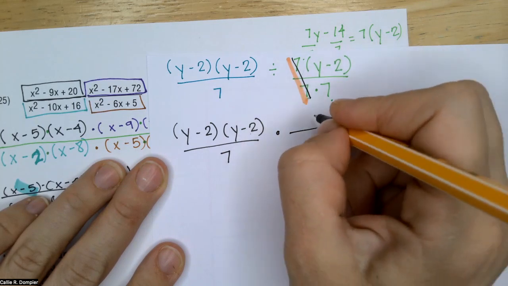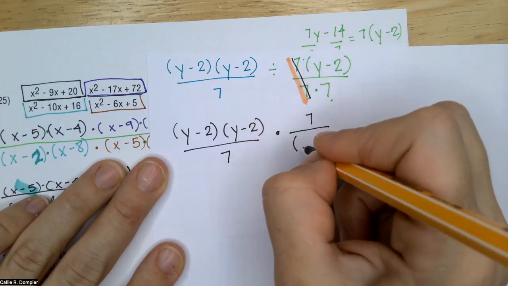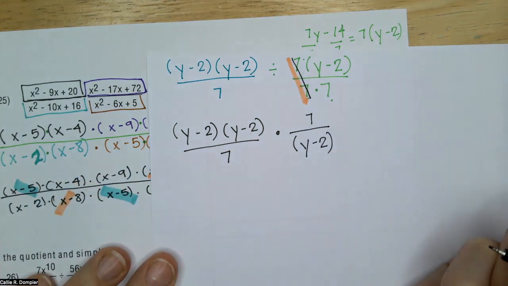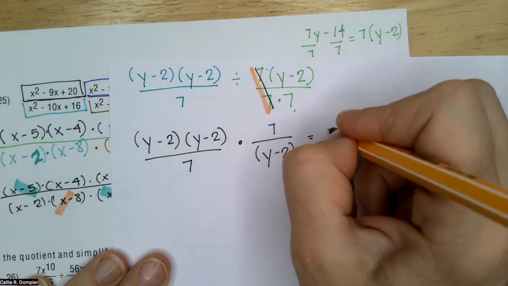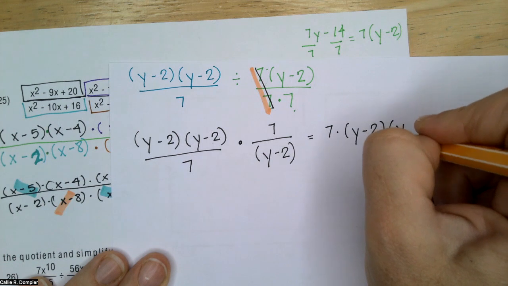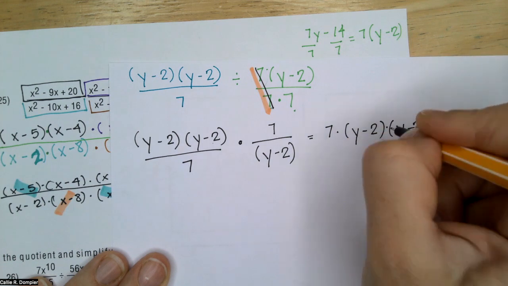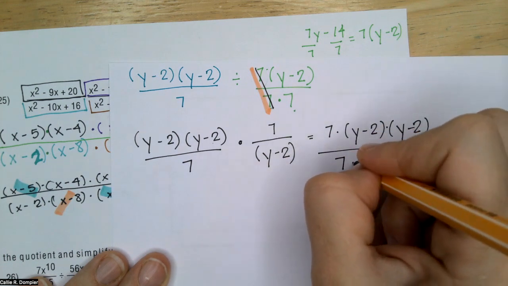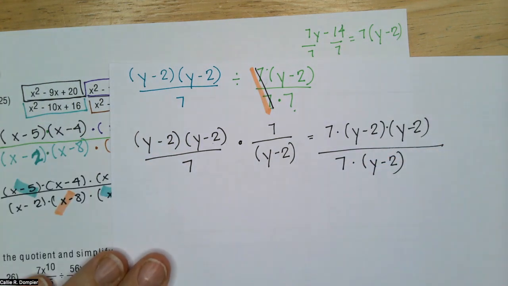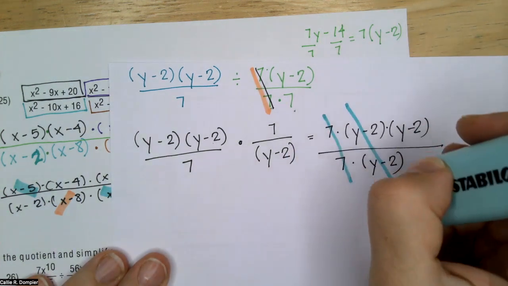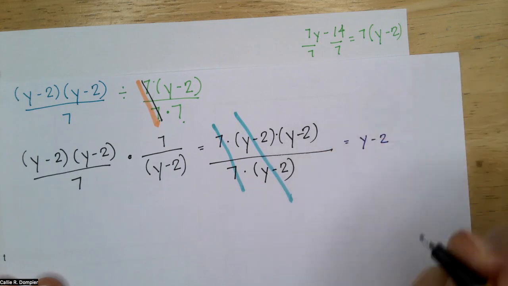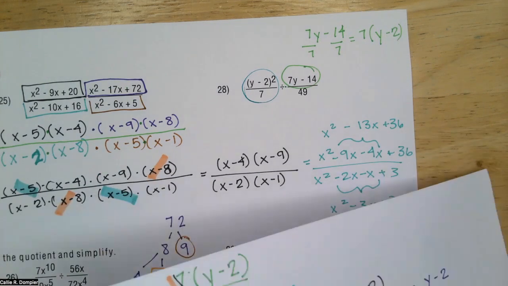So multiplying that, those are canceled. On the bottom, all I have is 7. It now goes on the top. And the top, all I have is y minus 2. Goes on the bottom. So if I was to write it all together, it would be 7 times y minus 2 times y minus 2 over 7 times y minus 2. Final answer, y minus 2 for 28.